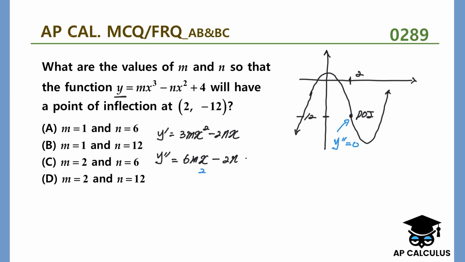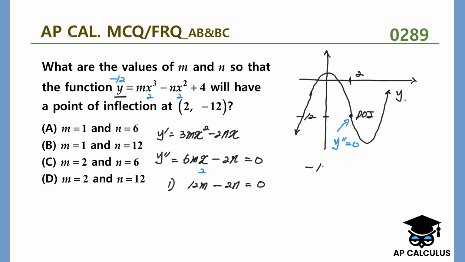I need a black, equal to 0. Okay, so 12m minus 2n is equal to 0, right? That's one equation we have. And also remember, this coordinate is on this curve of y, right? So when x is equal to 2, y must be equal to negative 12. So we're going to substitute 2 here, negative 12 for y.